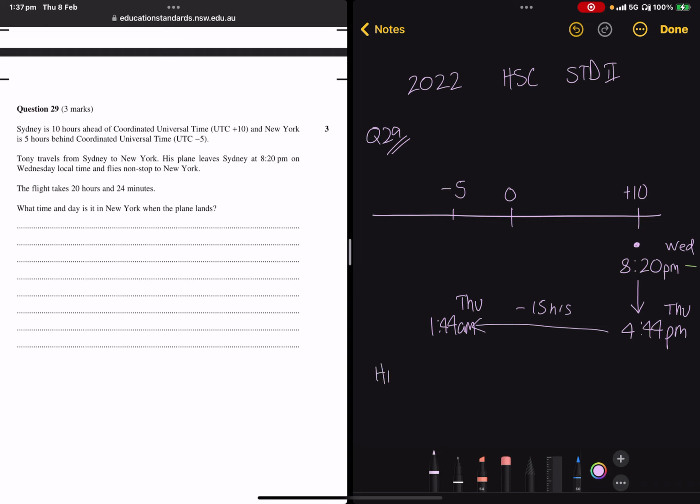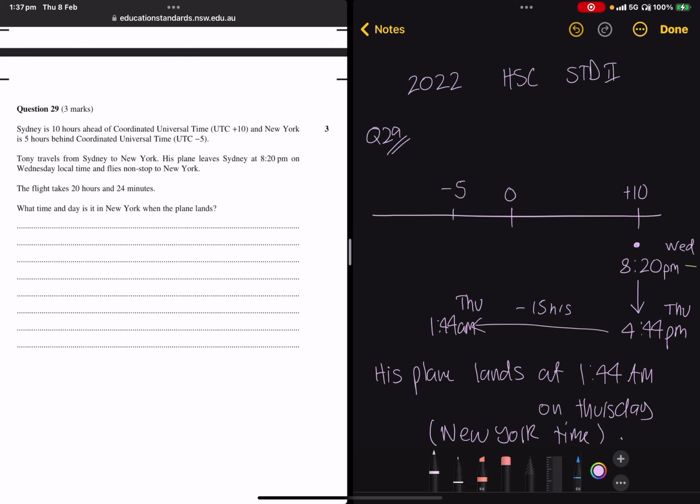So his plane lands at 1:44 a.m. on Thursday. And this is the New York time.